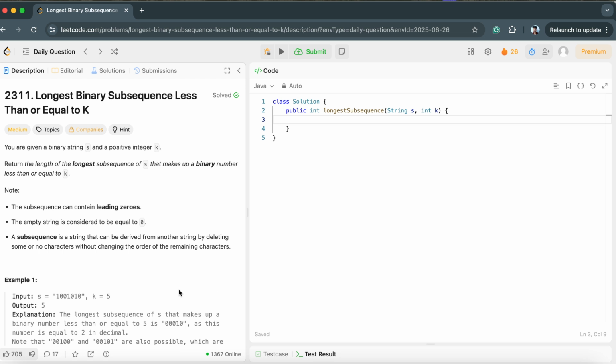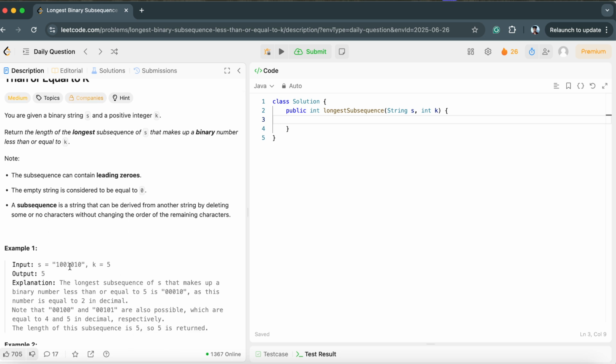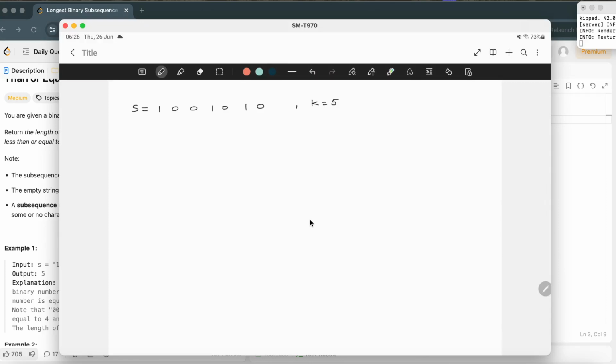So a string has been given, and we have to derive another subsequence from this string such that the binary number value that we get should be less than or equal to k. Let me connect the screen and I'll explain. So I hope the screen is up, and let's say this is the string that we are given, and the k value is equal to 5.